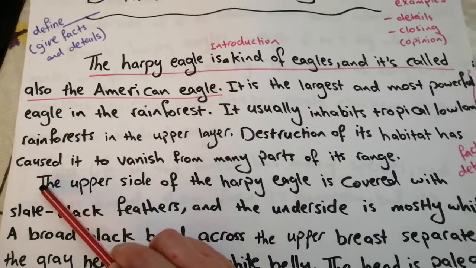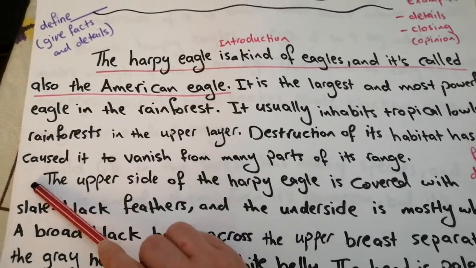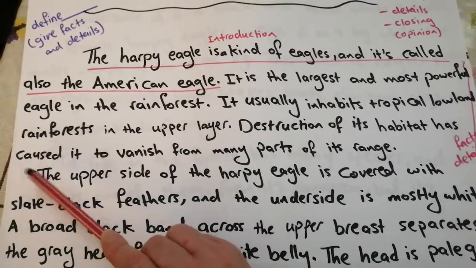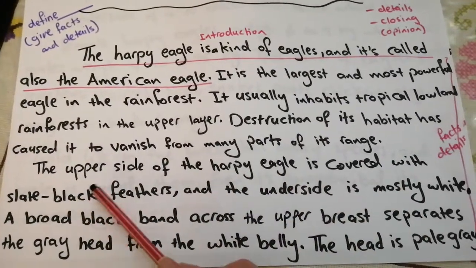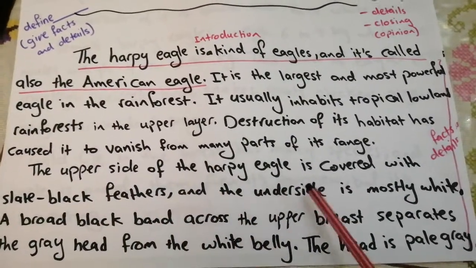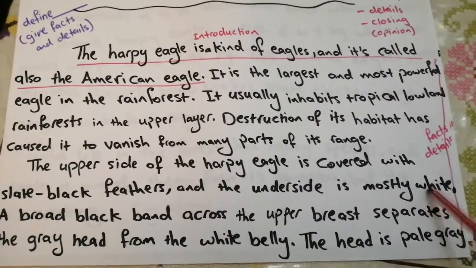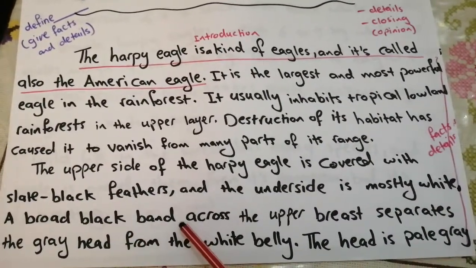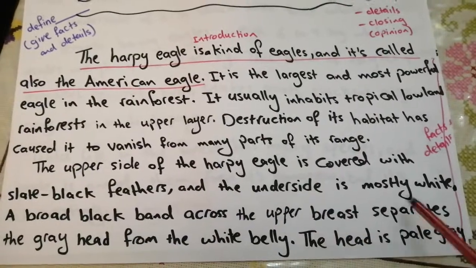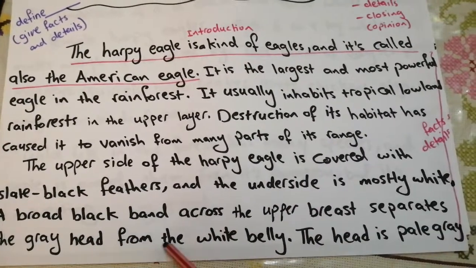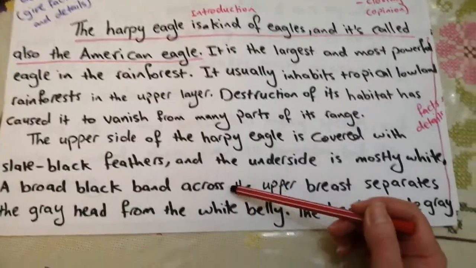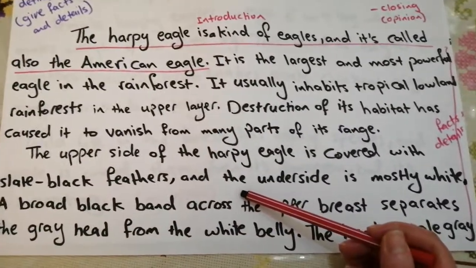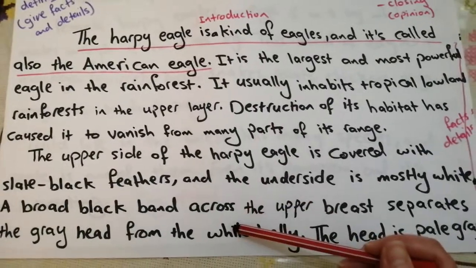Here I wanted to start a new paragraph, so I indent again in the first line. The upper side of the harpy eagle is covered with slate black feathers, and the underside is mostly white. A broad black band across the upper breast separates the gray head from the white belly. So here I started describing and giving facts about how it looks like and its color.